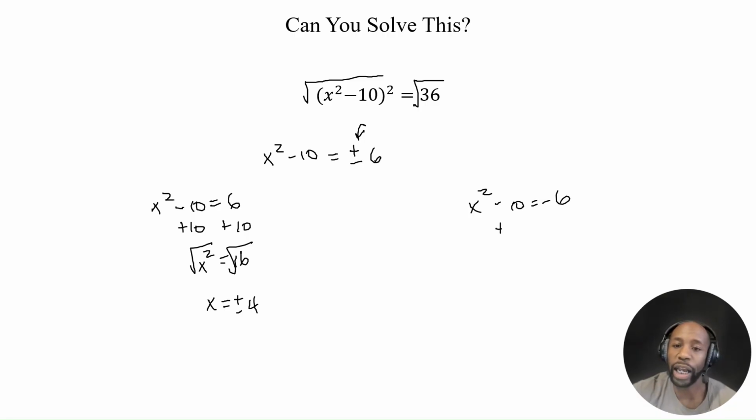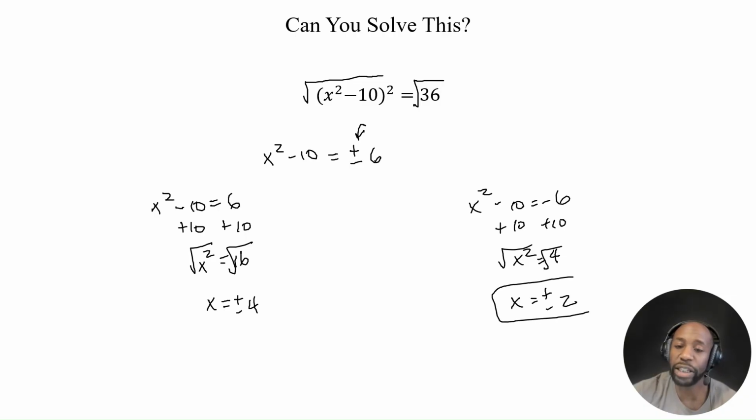We solve this one, add 10 to both sides. x² is equal to 4, and then take the square root. x is equal to plus or minus 2. So the answers are plus or minus 4 and plus or minus 2.